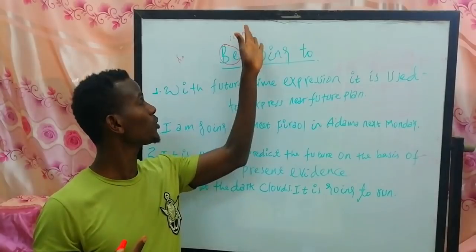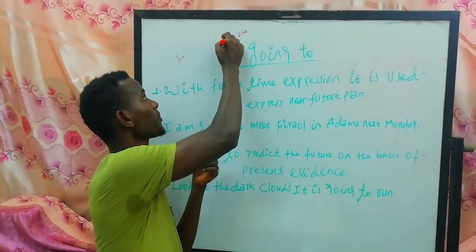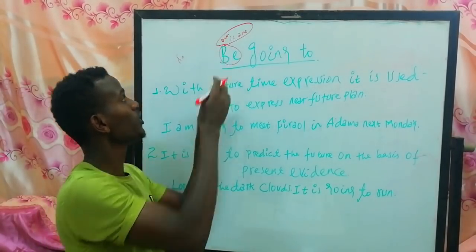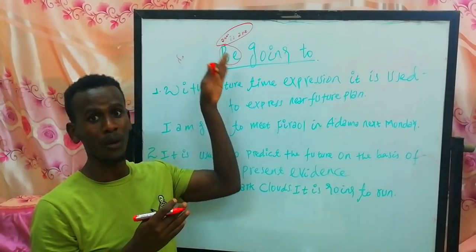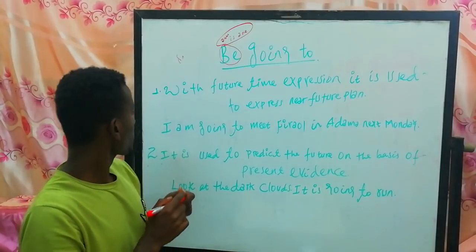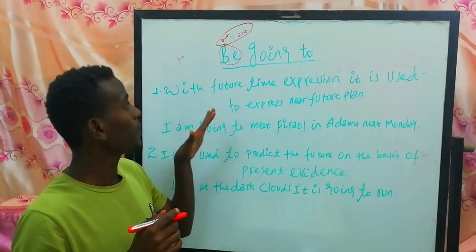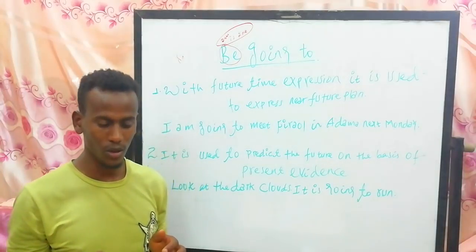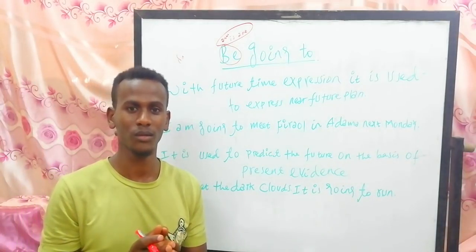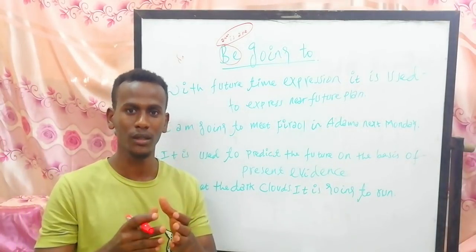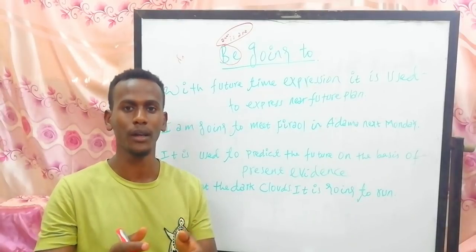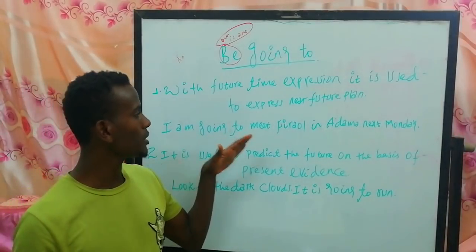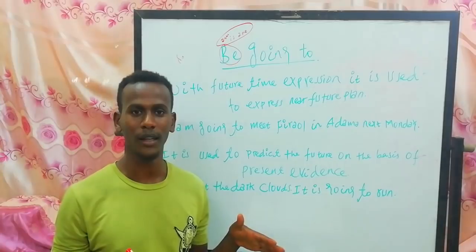So be going to, starting from am, is, are, is a be verb, like to be. We use be going to with a future time expression. It is used to express near future plan. So we use be going to with future time expression to express near future plan or immediate future plan. For example, I'm going to meet Fraud in Adama next Monday.